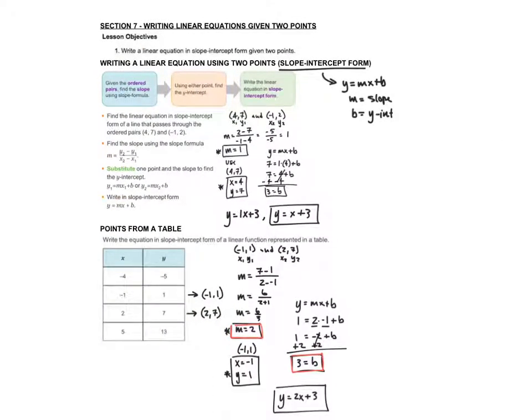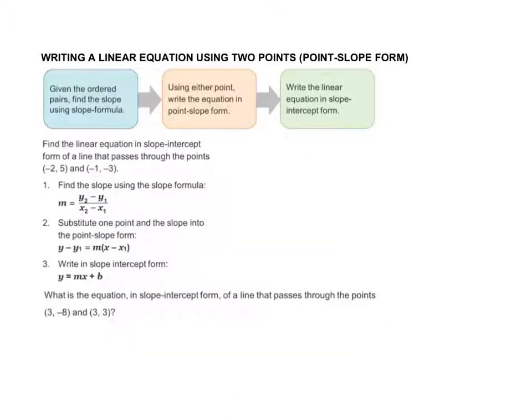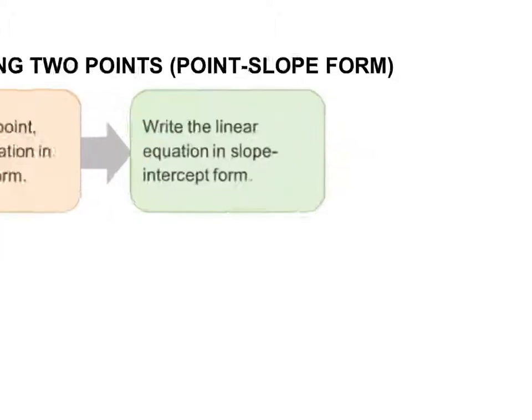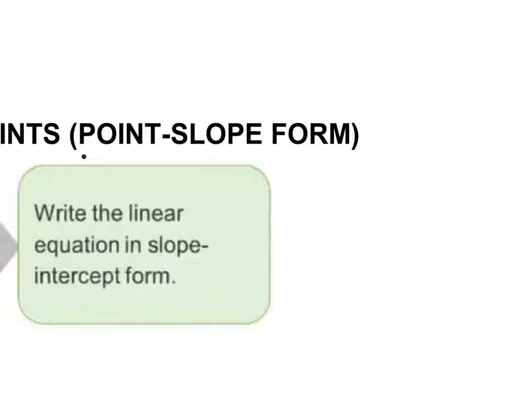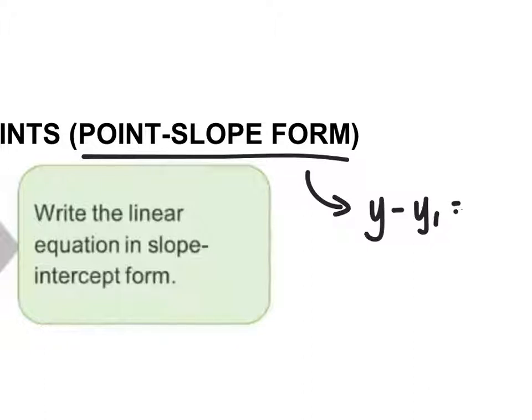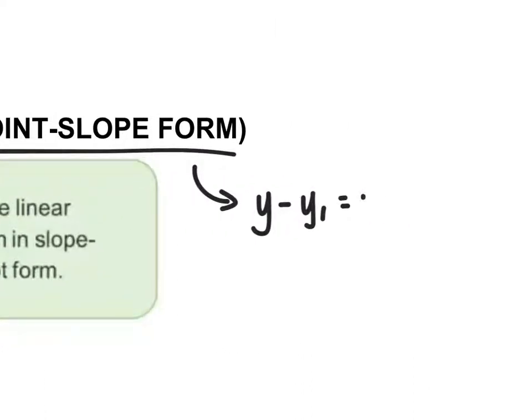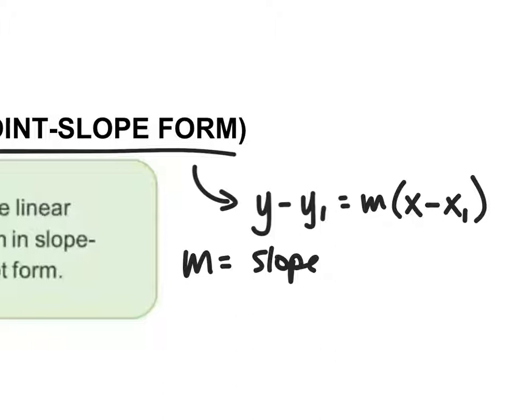Okay, same process. Now let's take a look at another way we can do this. On this page, we're going to be writing a linear equation using 2 points and putting that in point-slope form. Point-slope form is as such: y minus y sub 1 is equal to m times x minus x sub 1, where m is my slope, and x sub 1, y sub 1 is a point on the graph.